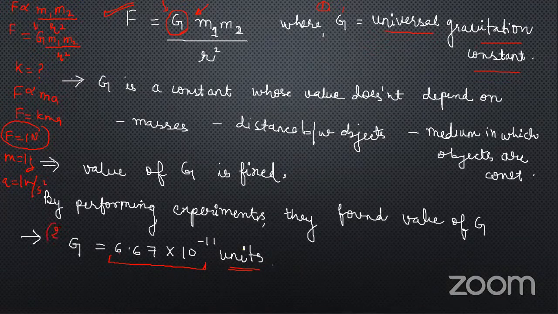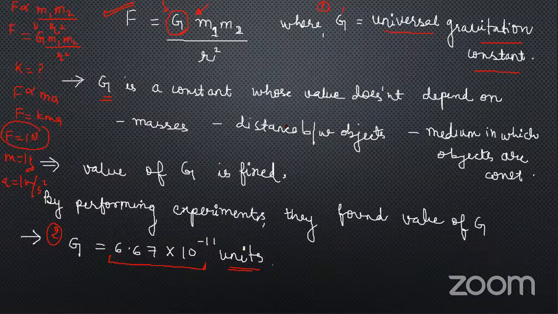Now I'm going to tell you one more thing, that this value of G is a constant. It is never going to change. It is a fixed value, whether the objects are on the earth, whether they are on Venus, whether they are on the moon, it does not matter. The value of G does not change by changing the masses of the object, because it does not depend upon the mass of the object. It also does not depend upon the distance which is there between the objects. So G is a fixed value.